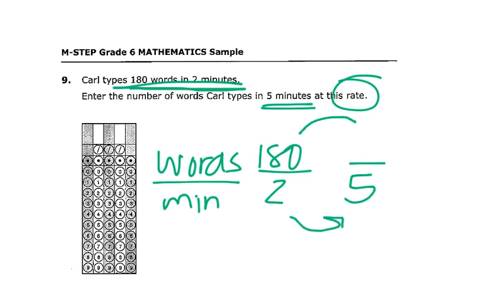Okay, you have to figure out how you're going to get there. You can go, how do you get from 2 to 5? Or you can do your cross products, okay? So both of those would work to get you your answer.